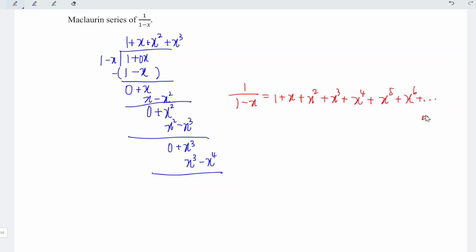And hence we're done. As we can see, by using this method, we can obtain the Maclaurin series in a very fast manner.